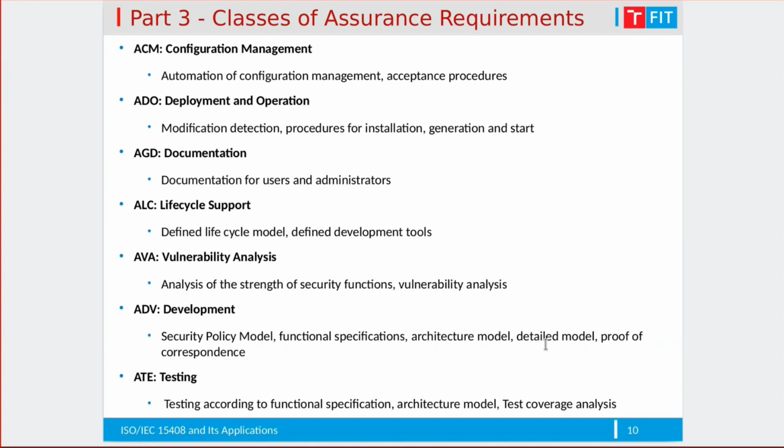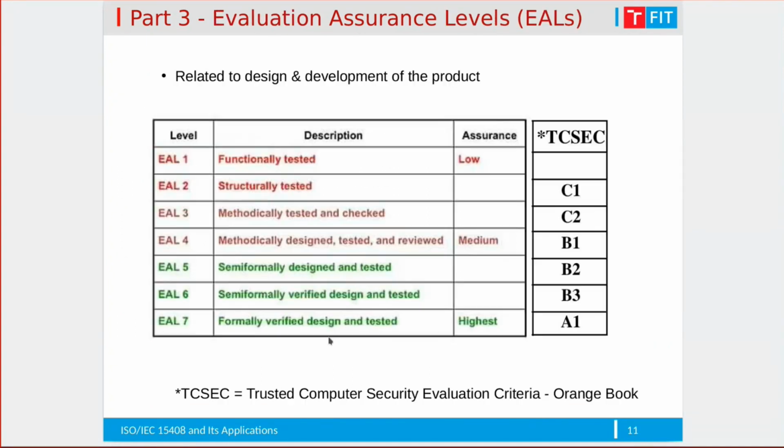Common Criteria define various classes of assurance, which are always denoted by the starting letter A. Like ACM relates to configuration management, which is automation of configuration management, acceptance procedure, then deployment and operation, documentation, lifecycle, and vulnerability analysis, development and testing. So I will not go into the details here.